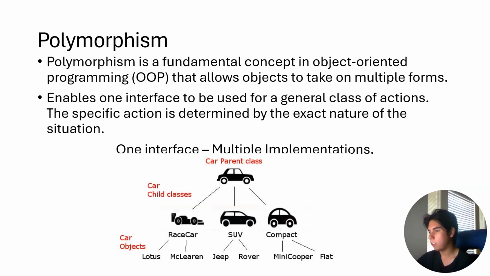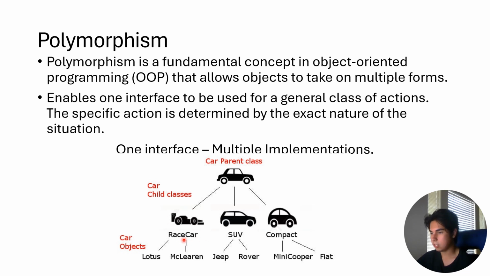So we start with this topic, polymorphism. What is it? It's a fundamental concept of object oriented programming, of OOP, that allows objects to take multiple forms. Enables one interface to be used for a general class of actions. The specific action is determined by the exact nature of the situation. One interface, multiple implementations.